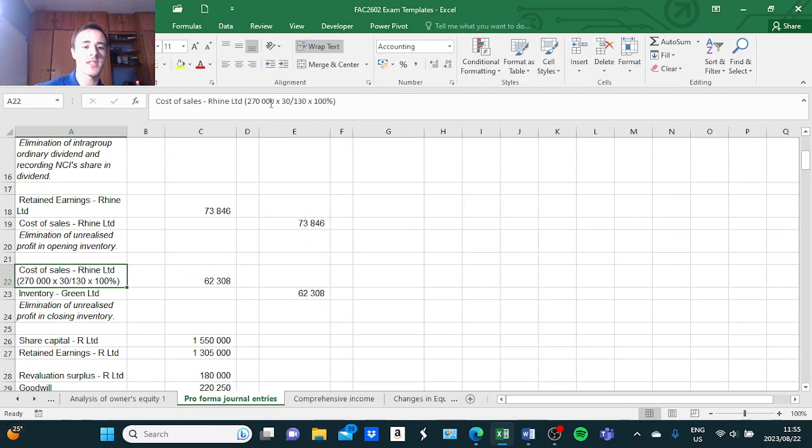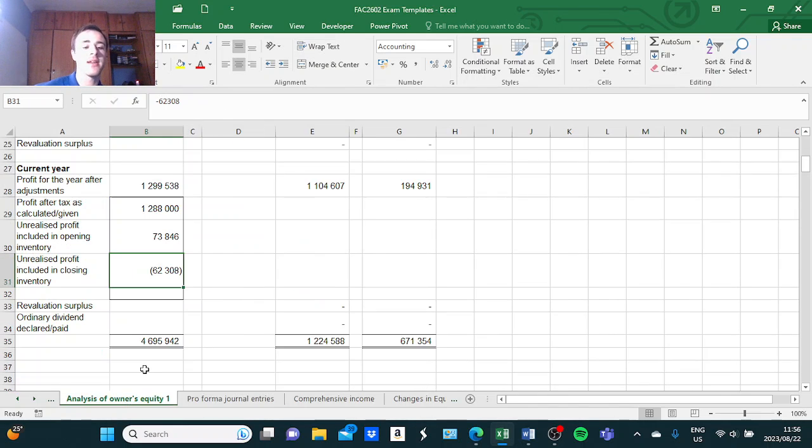Right, cost of sales Ryan Limited has been debited. If cost of sales for the parent was debited, then that adjustment will not be shown in the analysis of owner's equity. Okay, please take note of that.